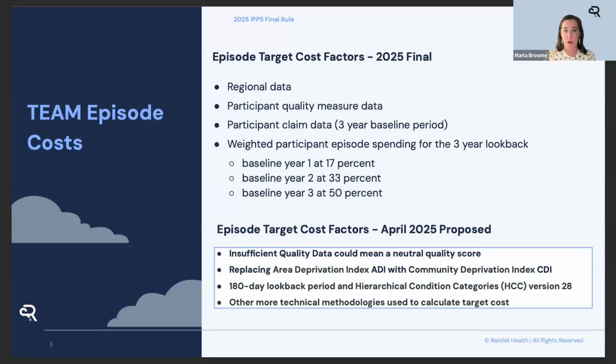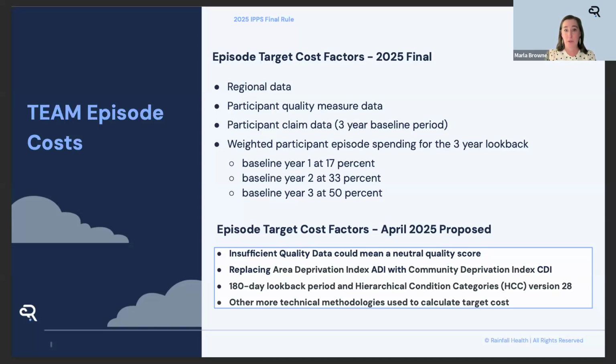So let's talk about episode target cost one more time. This includes the procedure and wraparound services for that 30-day episode duration. Sometime in November, projected, CMS will share the episode target cost with TEAM participants. Episode target cost, again, is a facility's North Star to maximize reimbursement.